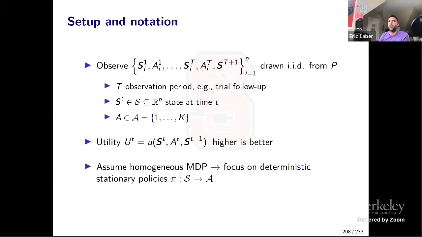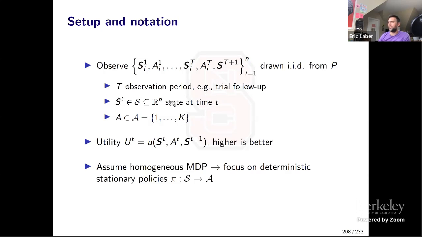Just quickly, here's the setup again. This is the same setup as we had before. Suppose that you have data S1, A1 through ST, AT, and then S_{T+1}. And here I'm assuming IID data drawn from some distribution P. It could be you just have one continuous stream of data, but I'm looking at the IID case here. T is the observation period, so that could be some kind of follow-up period for a clinical trial, or it could be observation of interventions for a disease.